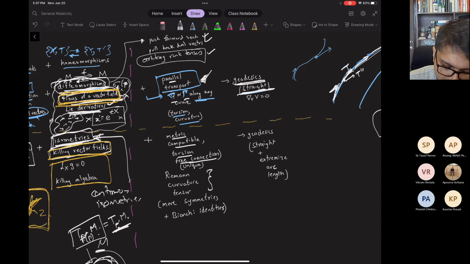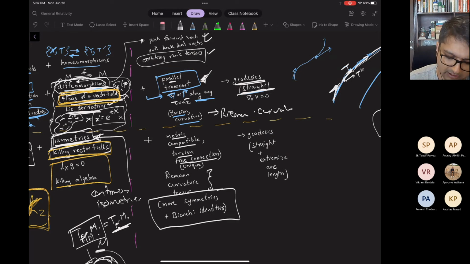And here you have an idea of a curvature. A curvature can be defined here as well. But here the curvature we've seen has some more symmetries, including these Bianchi symmetries, or Bianchi identities. So there are some extra symmetries that you get in the case of this unique metric compatible connection. And now the geodesics associated with this particular connection become even more special.